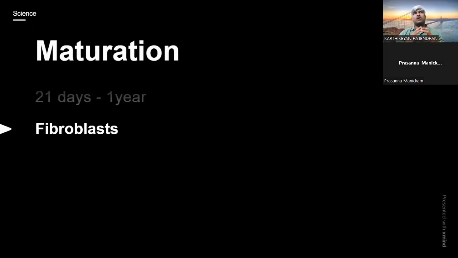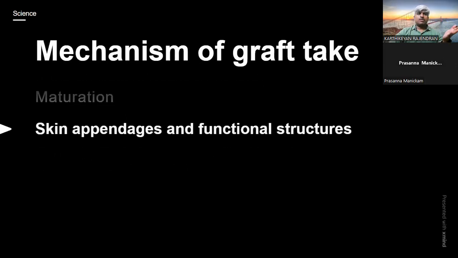If the myofibroblast is overacting, the wound contracture is more, and the graft contracture is more in thin grafts. That is due to myofibroblast activity. Coming to the skin appendages and functional structures, the skin has sweat glands, sebaceous glands, hair follicles, and nerve endings. We have taken all of this with grafting.